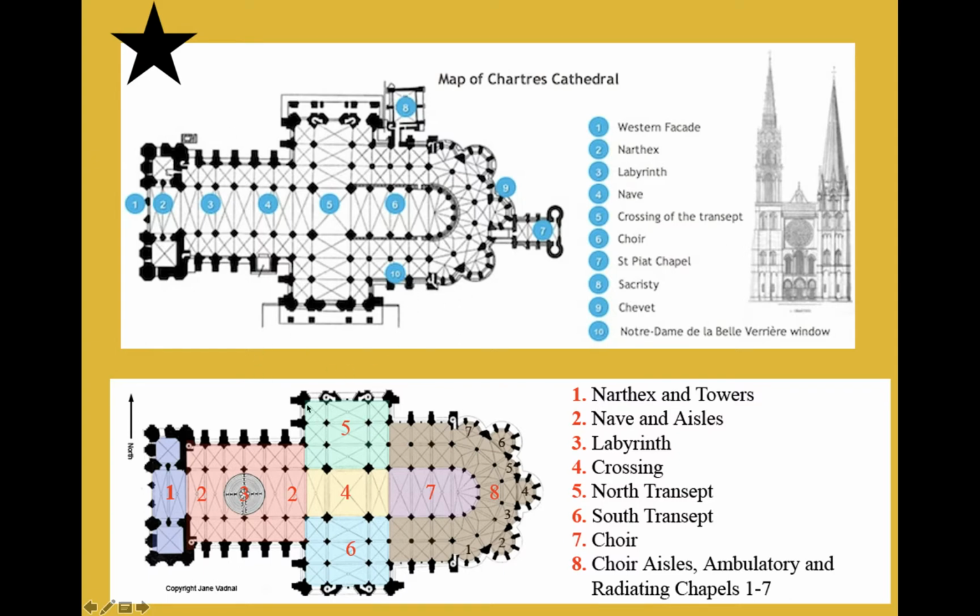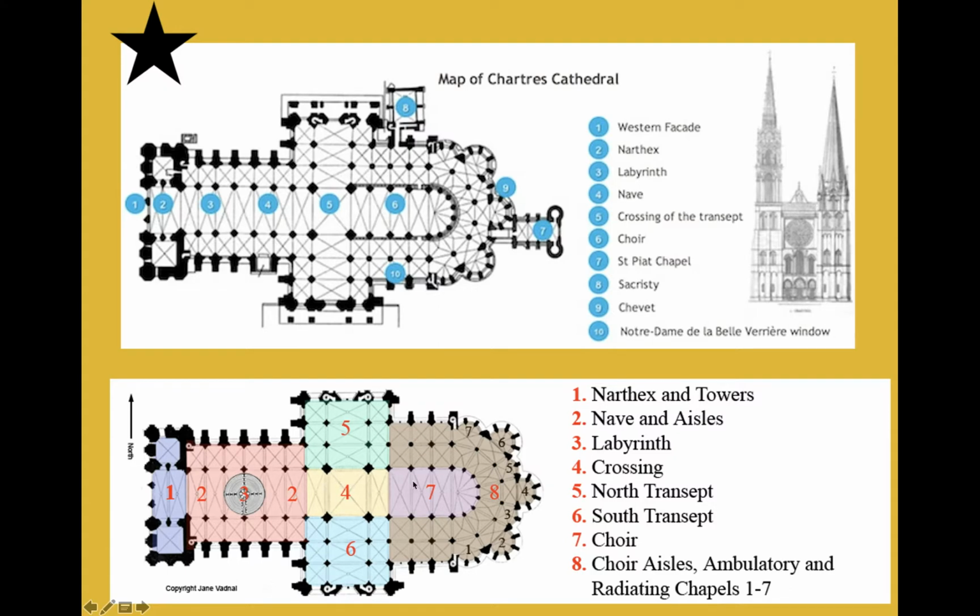Okay, so what do we call this? This piece that comes across here is called the transept. It transects the basilica. And so they give you the north and the south one. The place where the nave and the transept meet is called the crossing.